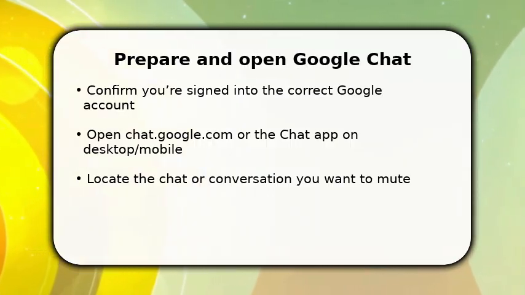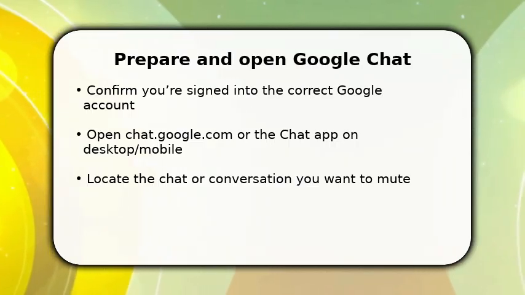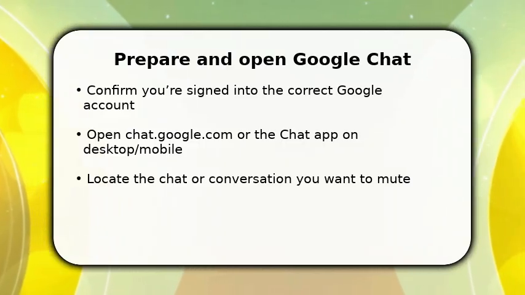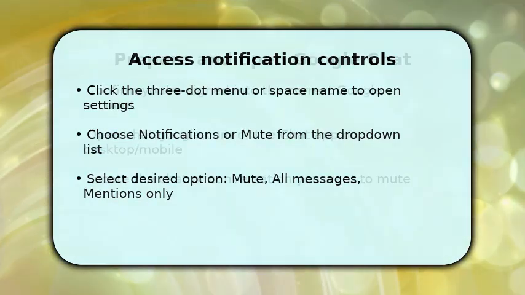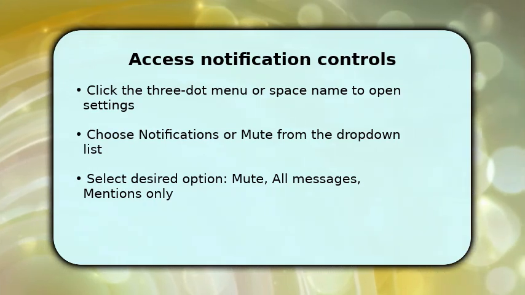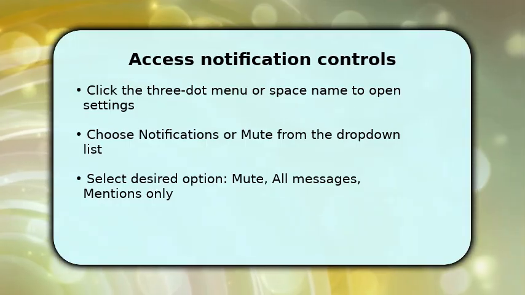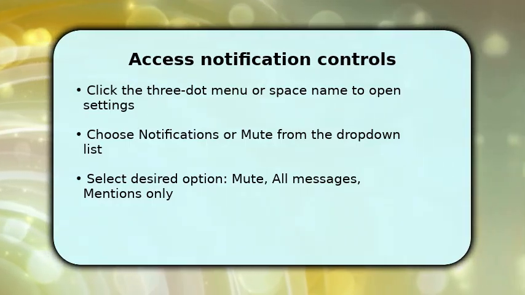Make sure you have the latest app version on mobile. Updates can change menu locations. Then proceed to the conversation controls to adjust notifications. With the conversation open, access its menu, tap the three dots on desktop or the space header on mobile. Once the menu appears, select Notifications or Mute.